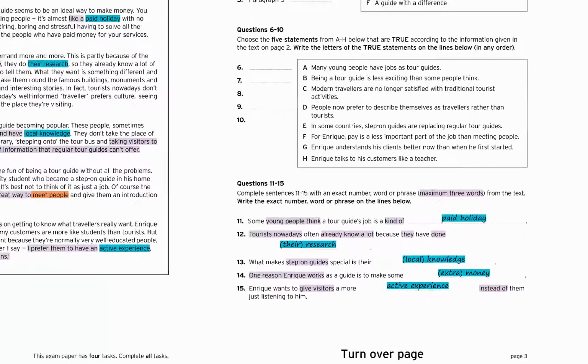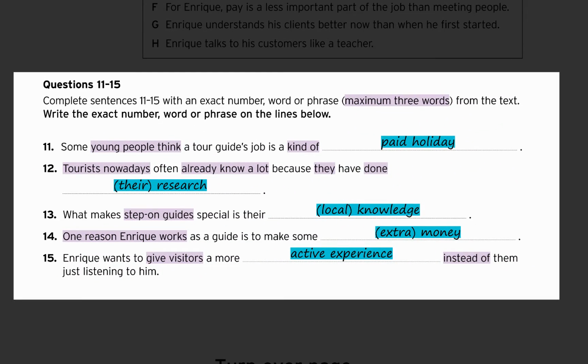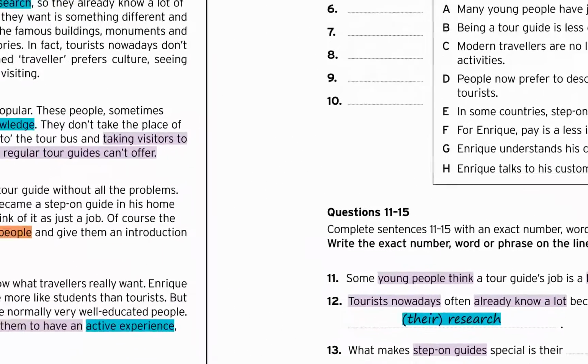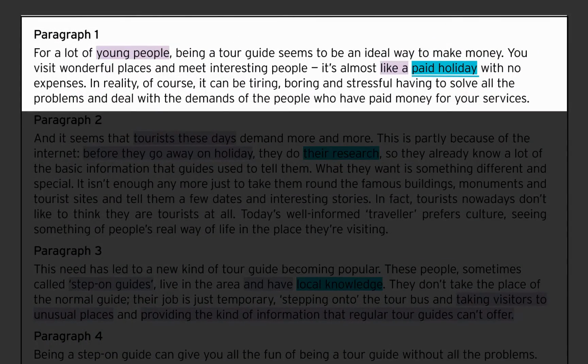Okay, and now let's look at the answers and find out why these answers are correct. Number 11, some young people think a tour guide's job is a kind of what? Well, if you look in paragraph 1, the thing that fits is paid holiday. And the phrase that helps you here, the key words or supporting information, is "it's like a something." And the phrase here is paid holiday.